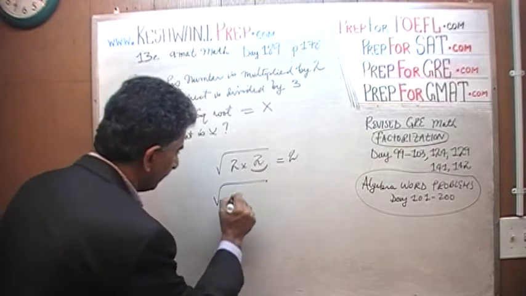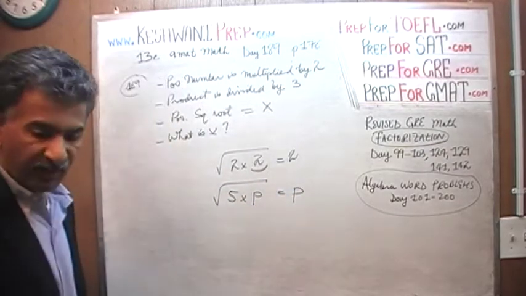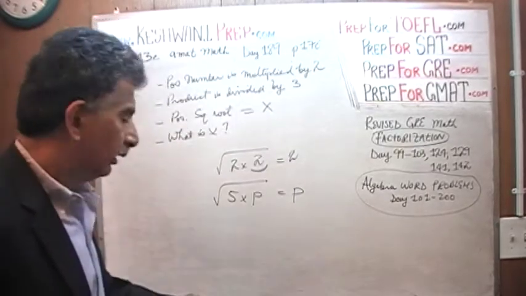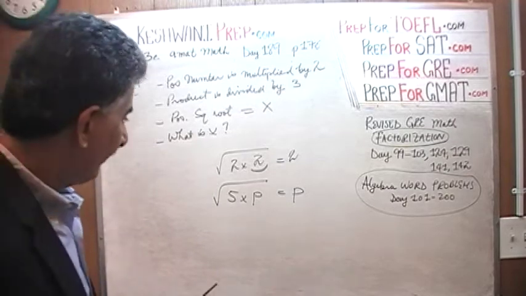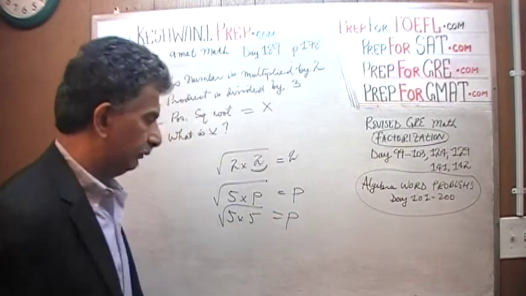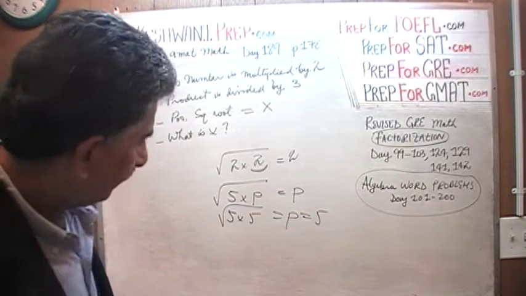Similarly, if somebody were to tell you the square root of 5 times p equals p, 5 times what? The question is, 5 times what number would equal the number itself? And the answer is 5, because 5 times 5, the square root of that, would equal 5. Let's do one more.